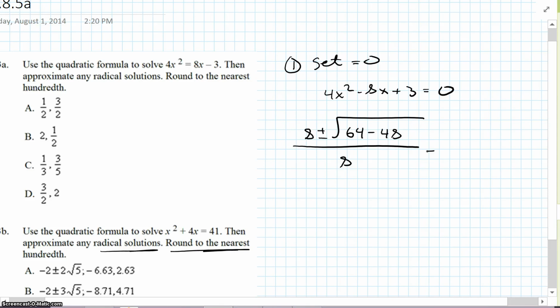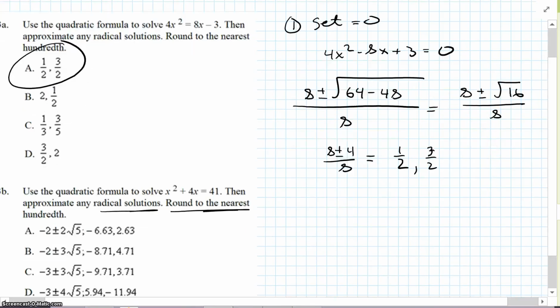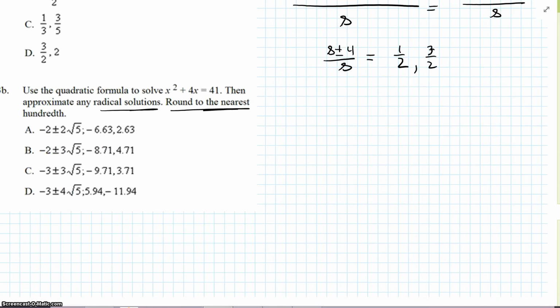So this is going to equal 8 plus or minus the square root of 16 over 8. So that's going to be 8 plus or minus 4 over 8. So my answers are going to be 1/2. 8 minus 4 is 4 over 8 is 1/2. 8 plus 4 is 12 over 8 would be 3/2. So 1/2 and 3/2. And B, again, just plug it in and solve.